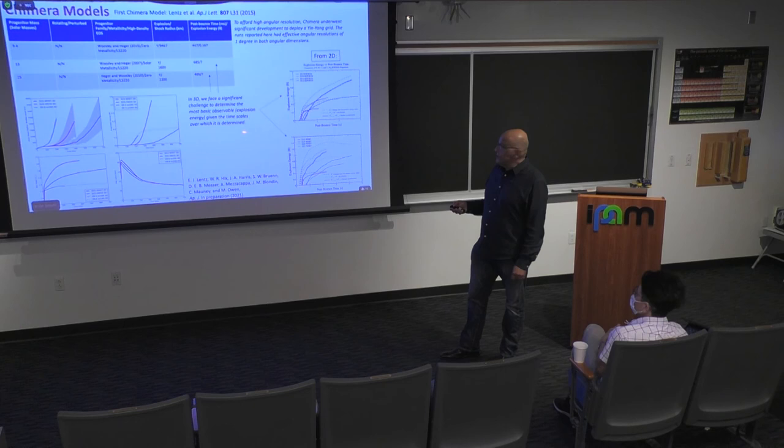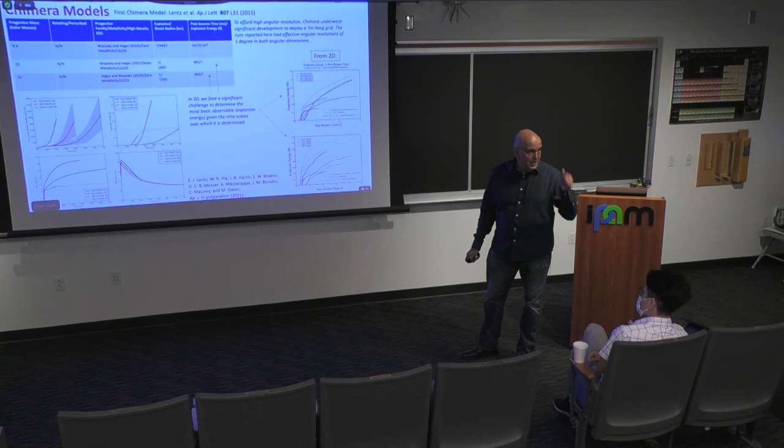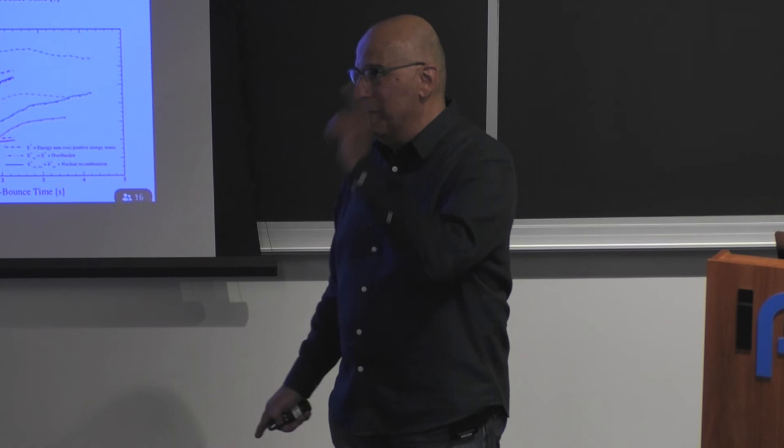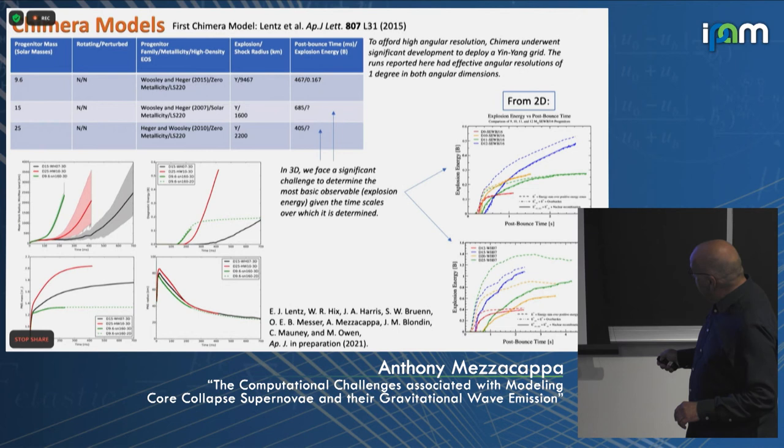but we have carried out 2D simulations to several seconds, and this is the explosion energy versus time. So if I want to predict what we call the zeroth observable, which is the explosion energy, did it explode? Okay, maybe that's the zeroth. The first observable would be, what's the energy? Is it a robust explosion? Does it match observations? I have to follow the simulation, and here's, for example, the 15 solar mass case.